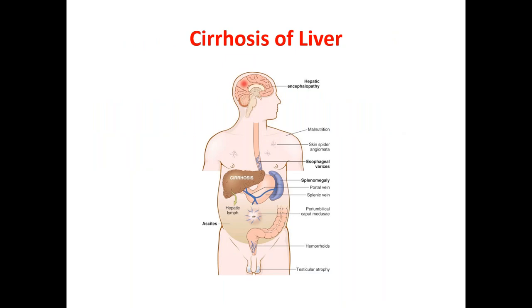Now, once cirrhosis occurs, we all know what the common symptoms are. The person can have ascites, they may have prominent veins around the umbilicus, males can have testicular atrophy, you can have a large spleen, they can come with variceal bleed, they may have muscle mass loss, and they can come with altered sensorium resulting in hepatic encephalopathy.